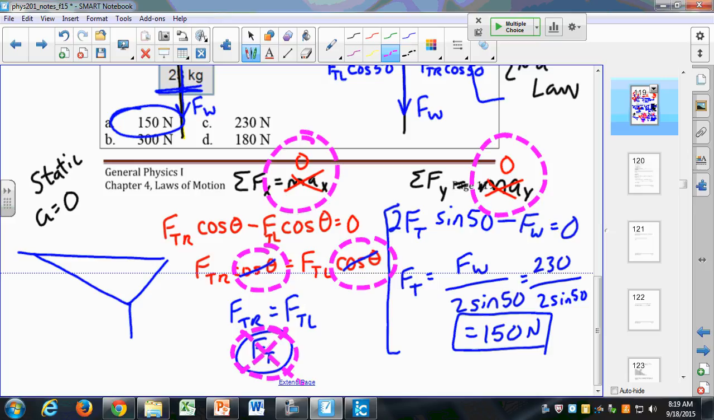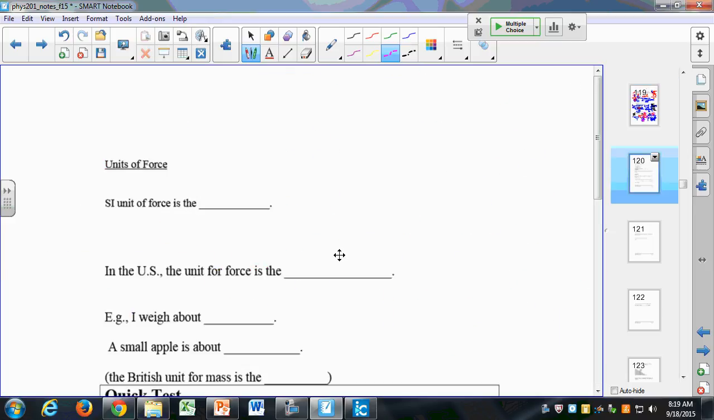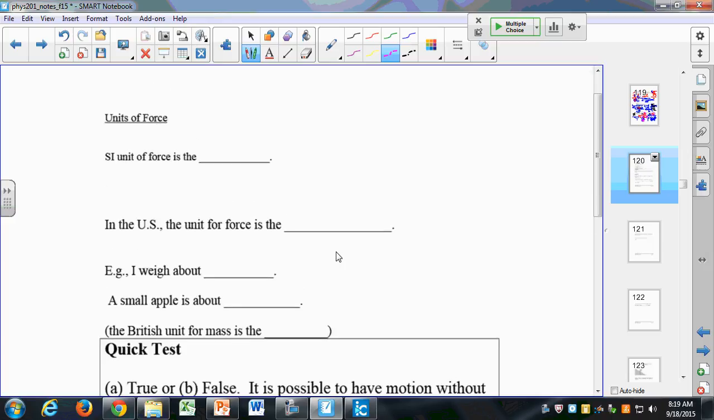Okay? All right. Let's do another. Let's look at the units. As I said, the unit of force is the Newton.